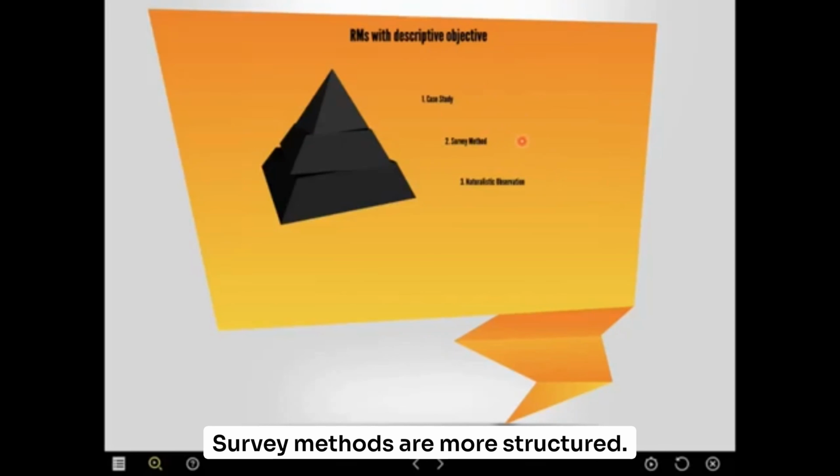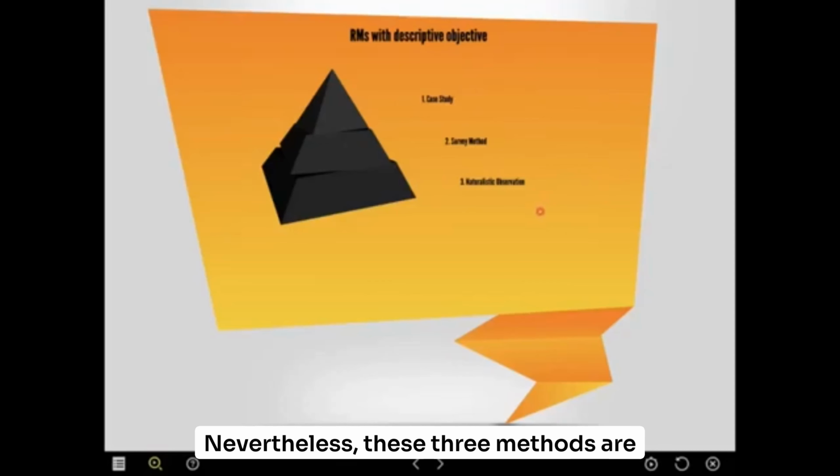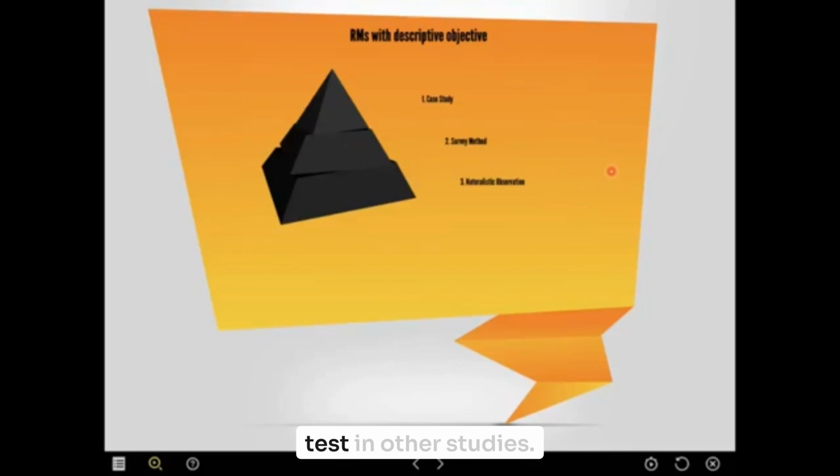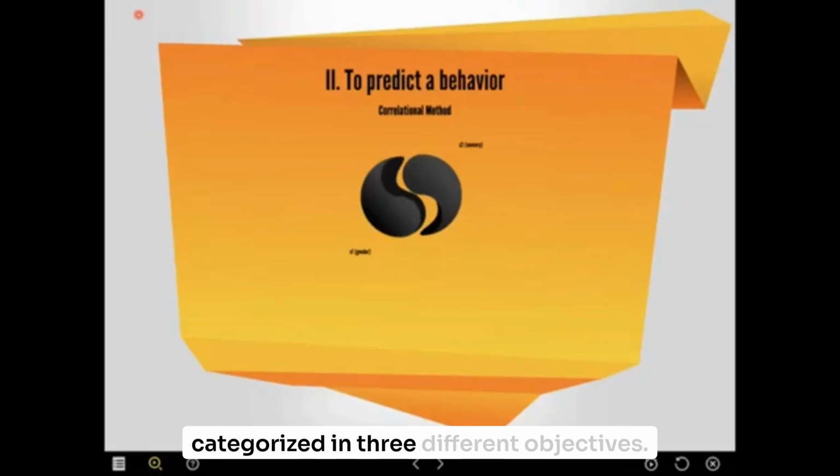Survey method is a more structured way of asking questions. Interview is a more unstructured way of asking questions. Whereas mere observation has no question to ask. It's just mere observation of the behavior. Nevertheless, these three methods are valuable to provide some basic information about the behavior of interest that later on scientists can use to actually find additional information and develop specific hypotheses that they can test in other studies.